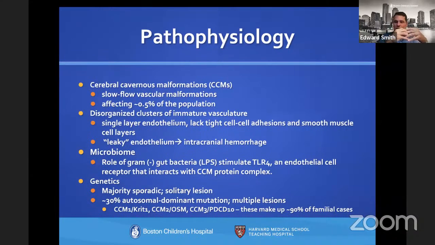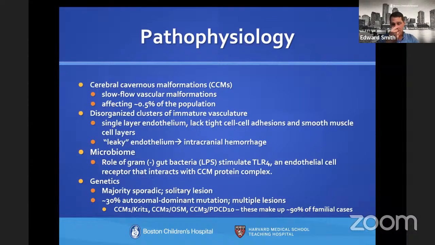And as a consequence of this failure in cell-cell adhesions and smooth muscle cells, they create these bubbles like the mulberry I showed you on the prior slide, and you get this leaky endothelium. And that's the hemorrhage we see as physicians that affects our patients.